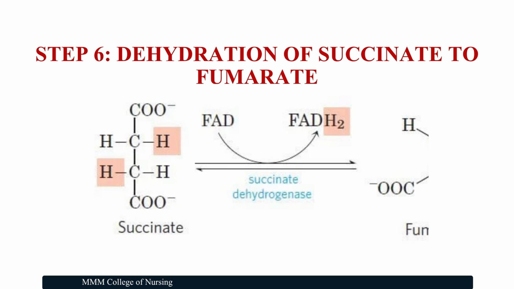There is also something very unique about succinate dehydrogenase. It is the only Krebs cycle enzyme that is embedded directly into the inner mitochondrial membrane. All other enzymes float freely in the matrix.